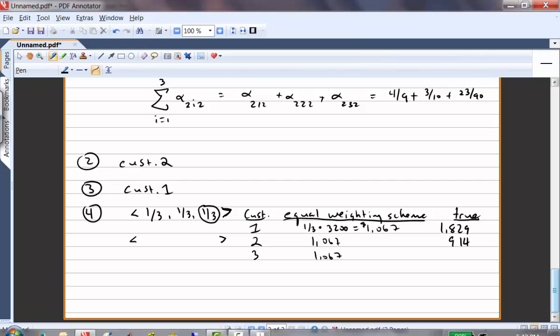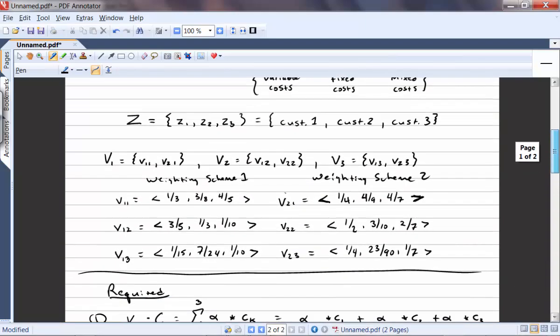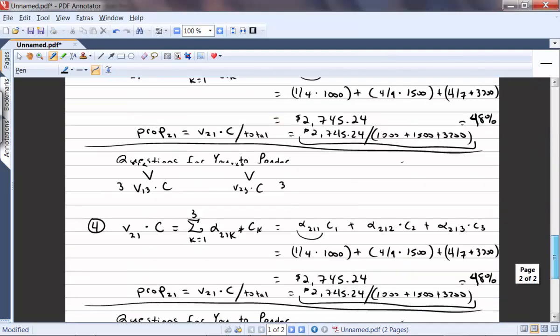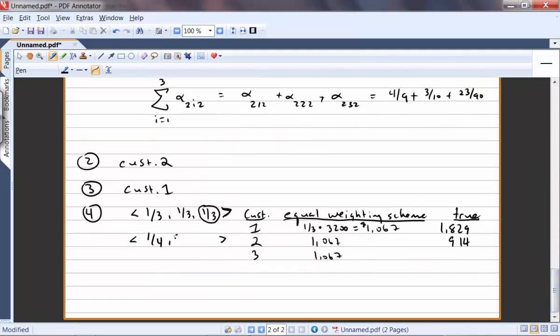And then for customer three, you can see the idea. What's the true weighting scheme? If we're using weighting scheme two, it's 1/4, 23 over 90, and 1/7. So we should give 1/7 of the mixed cost to customer three. We should only give them 457, but we end up giving them 1,067. So we really overcost customer three. We might lose customers two and three, and then not be making money on customer one because we're charging them too low of a price because we undercost them. So you can see how this could be a problem.